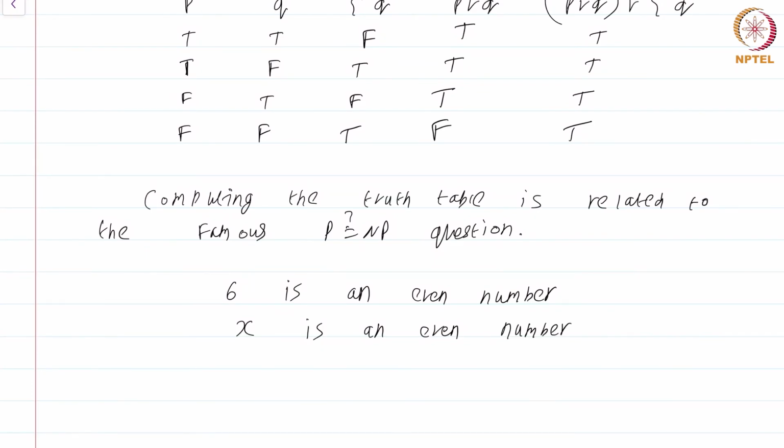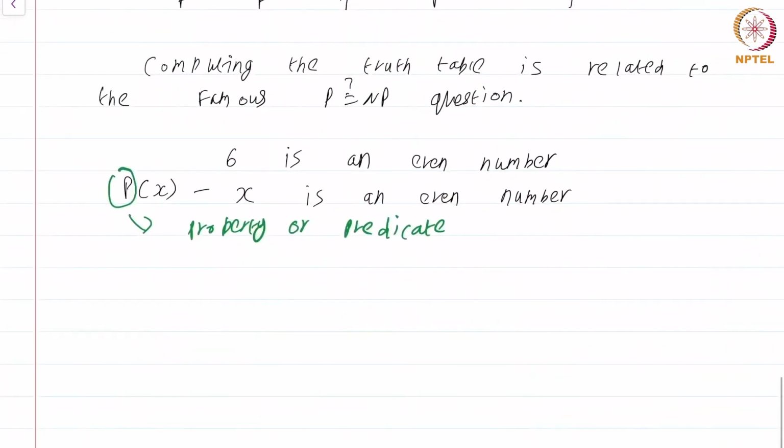But such statements abound in mathematics. So we will have a notation for this. We will call it P of x. Such a P is what is known as a property or predicate. I will stick to the term property. It's more intuitive than the term predicate, but many logic textbooks use the term predicate.